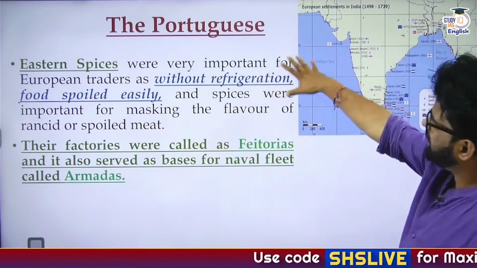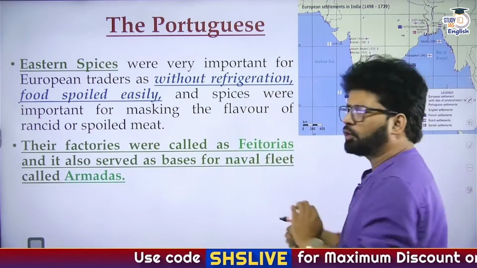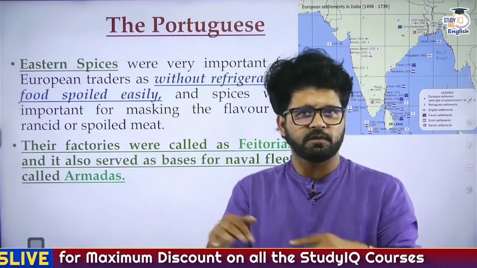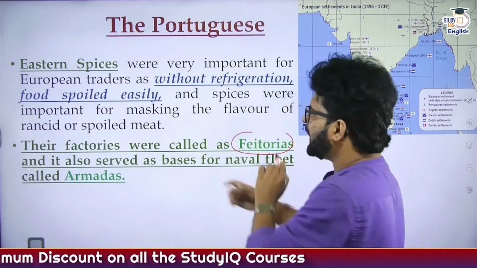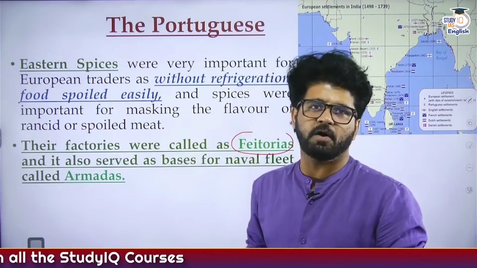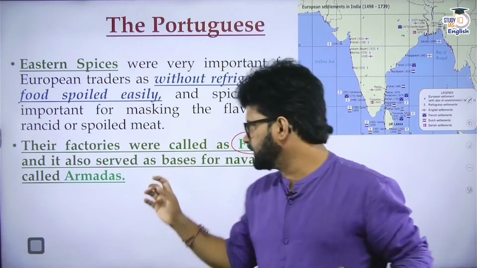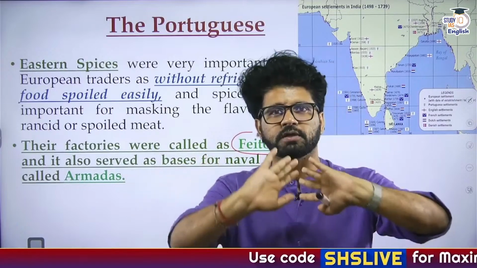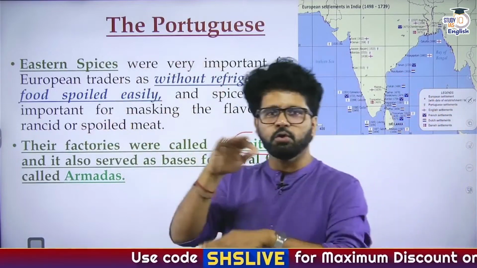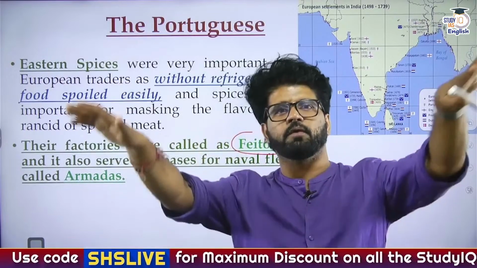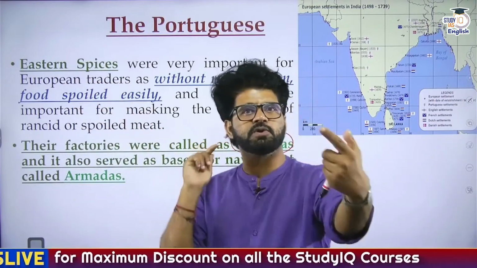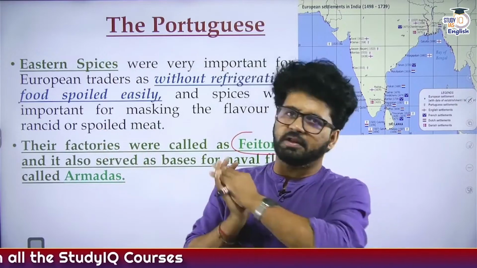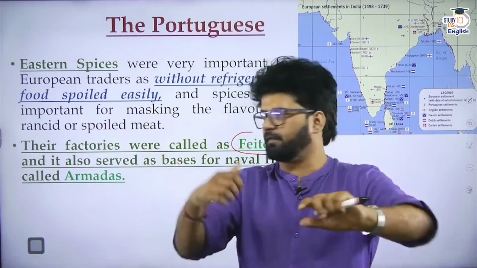Their factories, these Portuguese people's factories, were known as Feitorias. If any Portuguese friend of mine is watching this video, pardon me for pronouncing it wrong. And they had a very powerful navy. Mughals were terrified of them, and these naval fleets were known as armadas, and that would lead to something known as the Cartaz system, where anybody trading in the Indian Ocean, any ship, had to take permission from the Portuguese, the Portuguese East India Company, if it can be called like that.